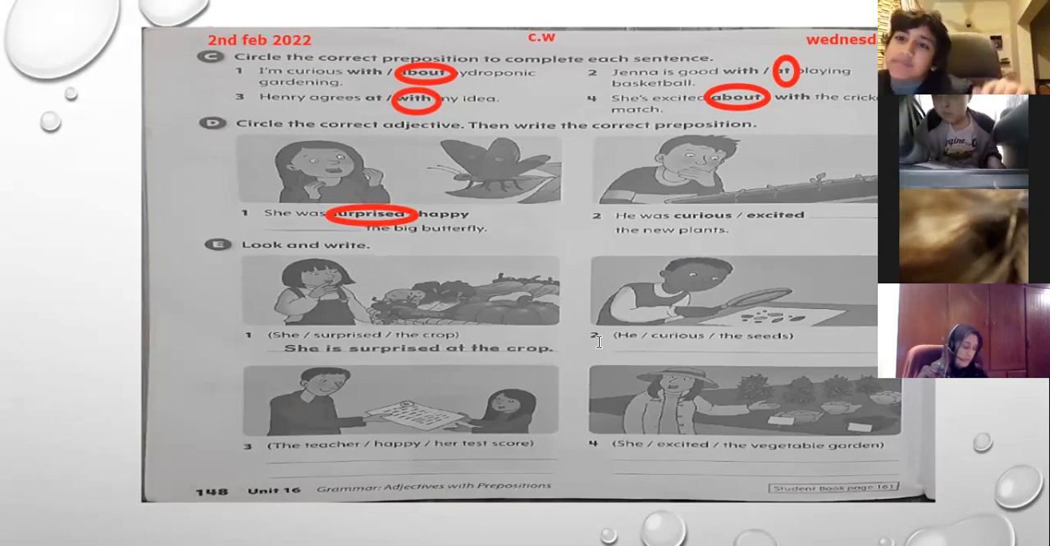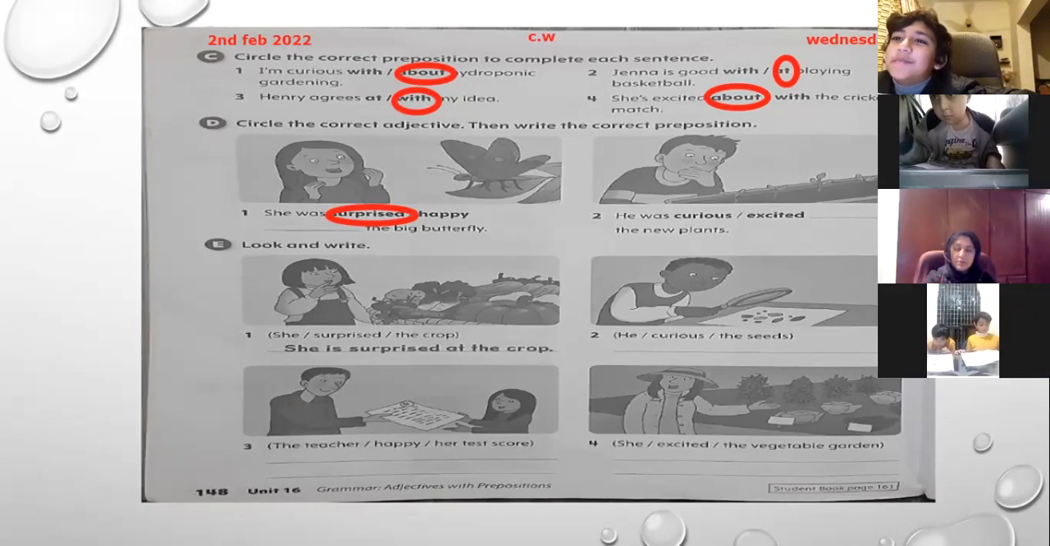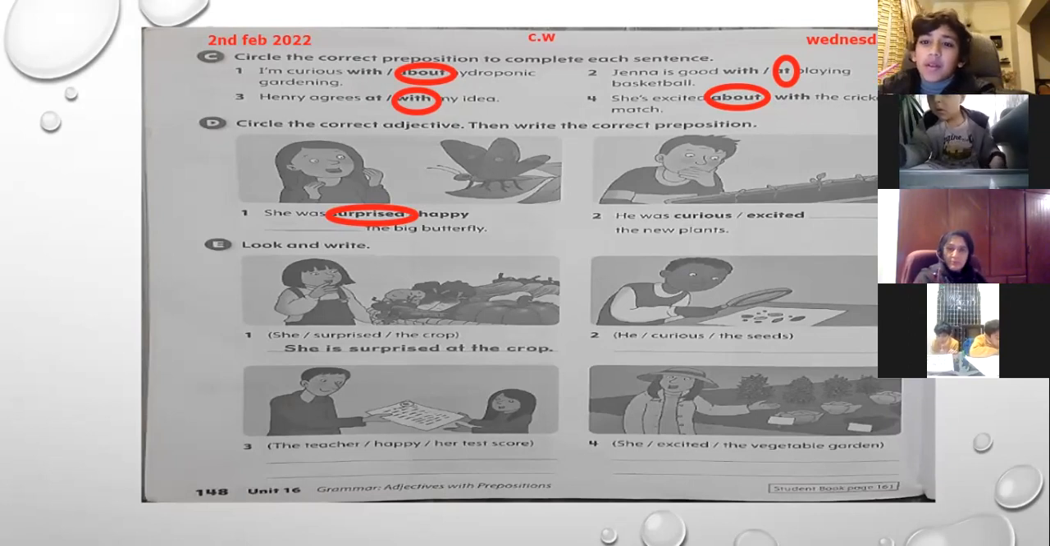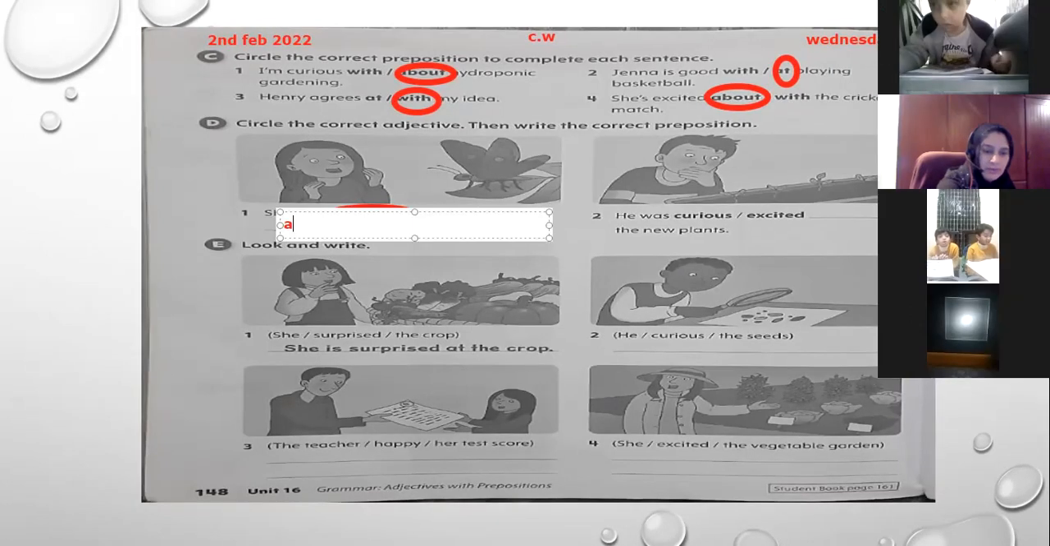Yes, Musa? Ma'am, can I do the next one? No, I'm asking you the first one. Is about correct or it would be at? Ma'am, about is wrong. It should be at. Yes, it should be at, okay? Because that's what she is looking at. So that's why you will use at here, okay?